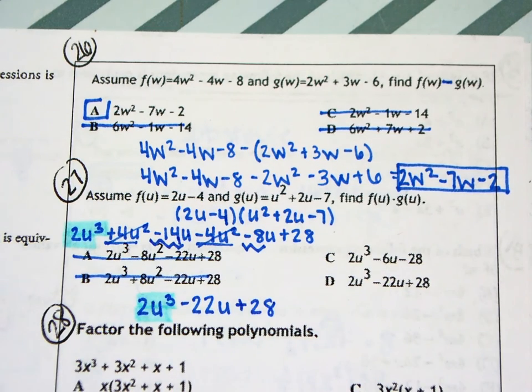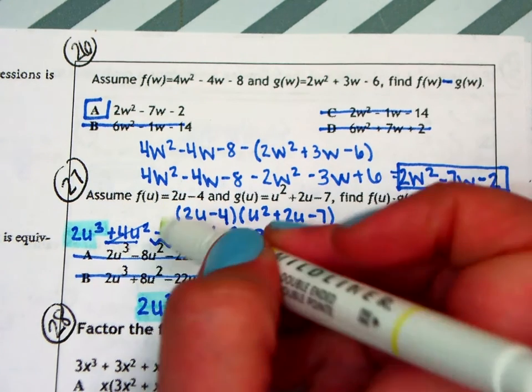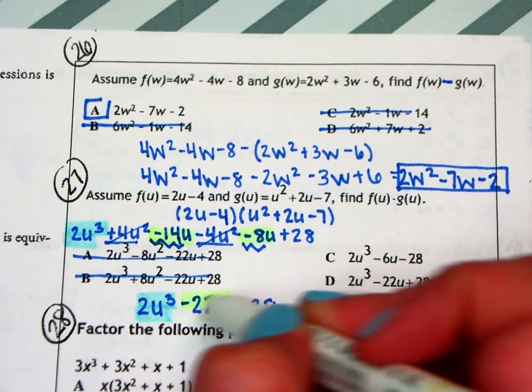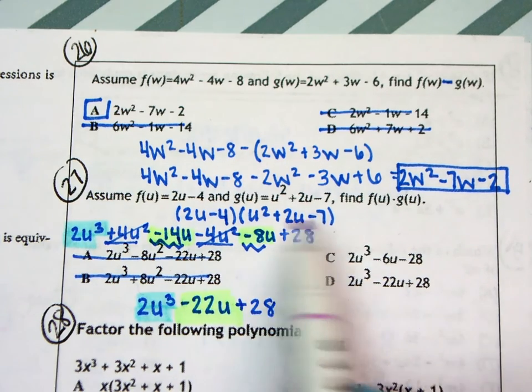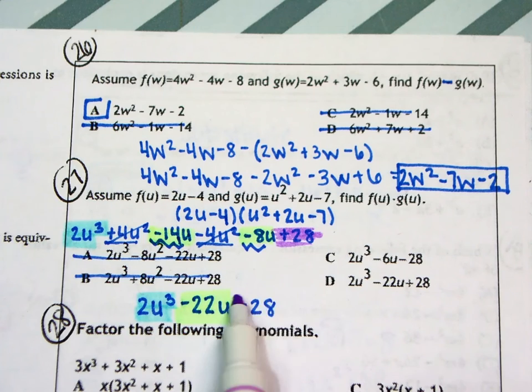Then my U squareds actually cancel. Then we combine these two to get -22U. Sorry, there's not really a lot of space on this problem. And then the 28 just gets brought down. There you go. So the correct answer here is option D.